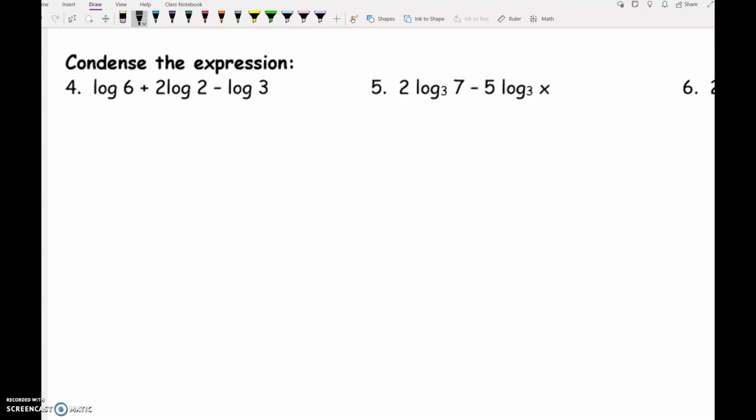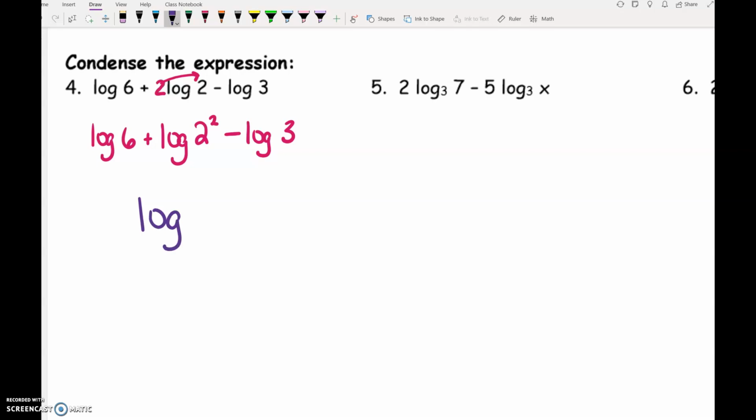Okay, so the first thing that we're going to look for is the last thing that we did previously. I'm going to look through here for numbers that are in the front, because this 2 in front of the log 2, that used to be an exponent. So I'm going to make that log of 2 squared. Then we know that this is going to condense down to just 1 log. So I'm going to write log.